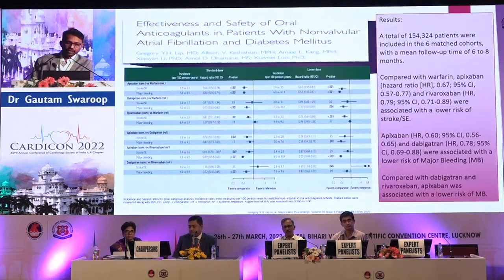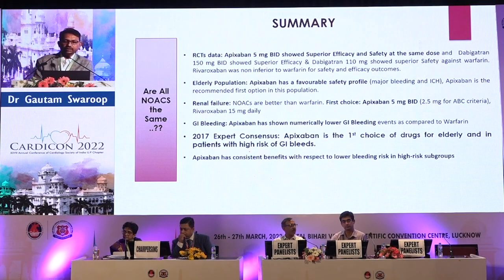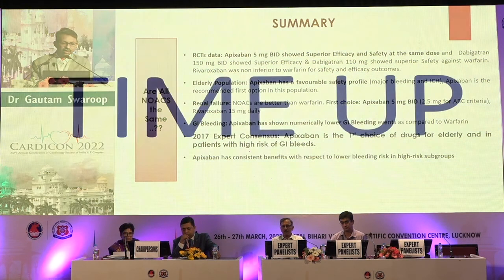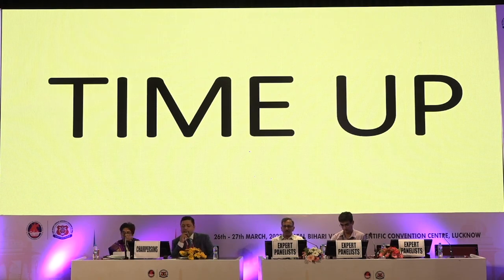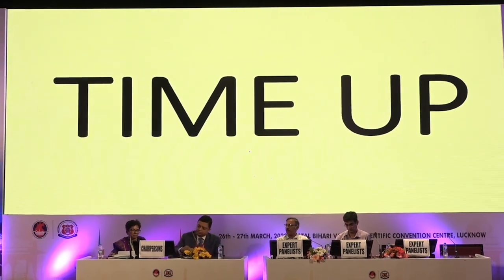I'm just concluding it. So in summary, apixaban 5 mg BID shows superior efficacy and safety at the same dose with the dabigatran 150 mg BID. In the elderly population, apixaban has a favorable safety profile. In the renal failure, the first choice will be the apixaban 5 mg BD or even 2.5 mg BD. Even in the GI bleeding, apixaban has shown numerically lower GI bleeding as compared to warfarin, and in the 2017 expert consensus apixaban will be the first choice of drug for the elderly and in the patient with the high risk of the GI bleed.